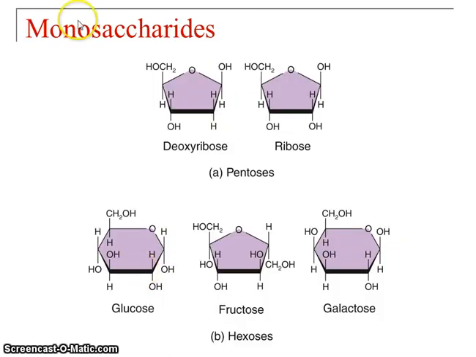First, you have monosaccharides. Mono means one, so one sugar, single sugars. So for example, in DNA and RNA, we'll look at deoxyribose and ribose. And then glucose, fructose, galactose, those are all hexoses. That means they have 6 carbons. Our body can only absorb individual sugars.